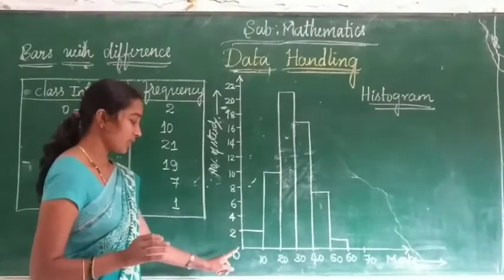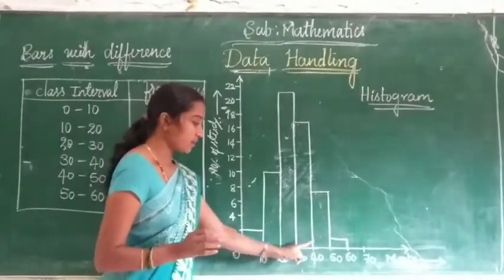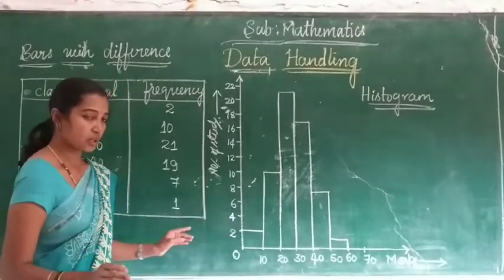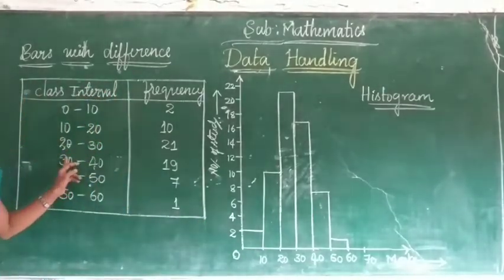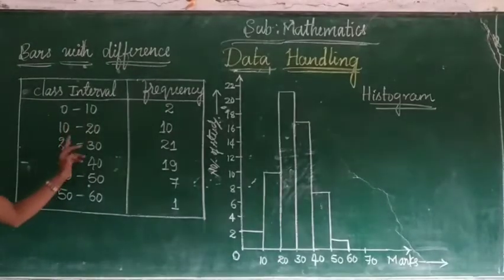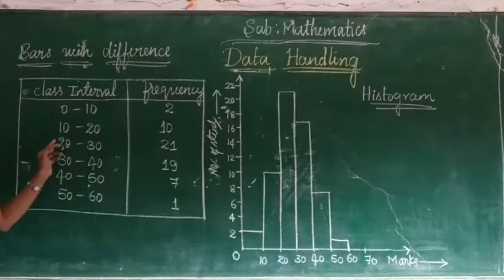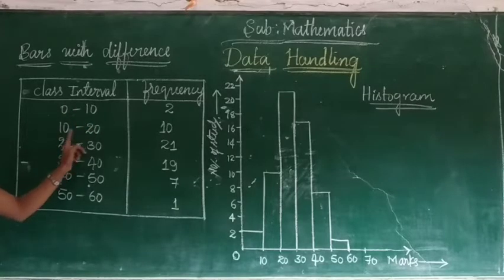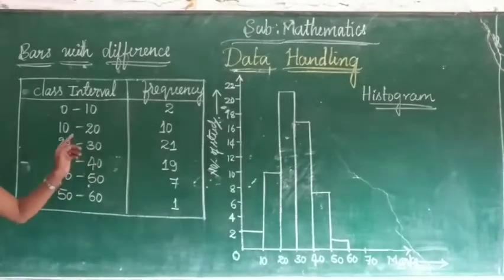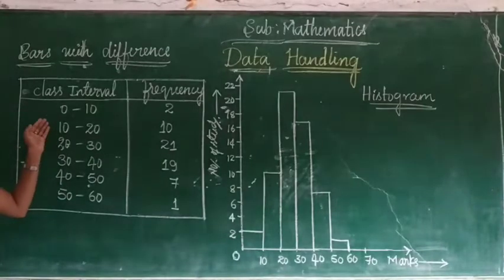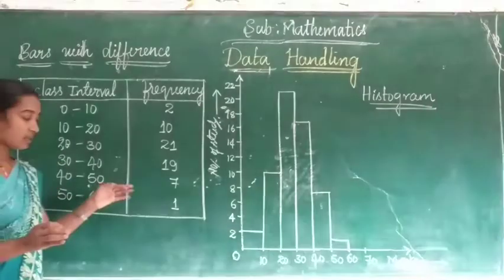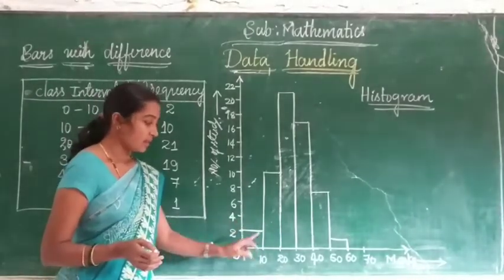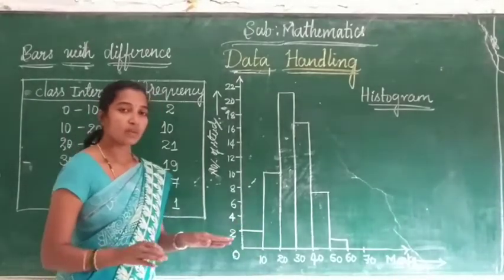And observe children, there is no gap between the bars. This shows that in the class intervals also there is no difference between one group and the next. See, 0 to 10, now 10 to 20, here 20 to 30. There is no gap between these groups, and that is also shown through the graph like this. In between the bars, there is no gap.